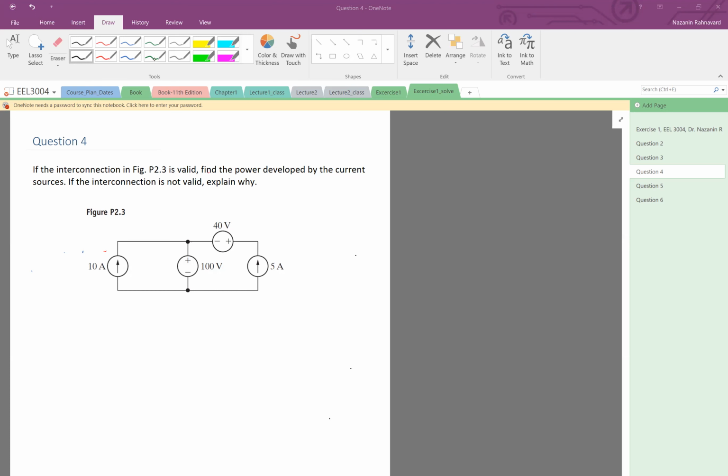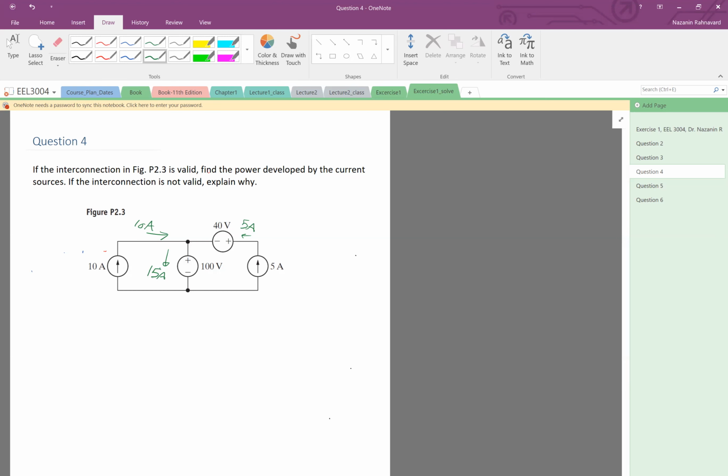So let's see. We have two independent current sources, 10 amp going this way, and 5 amp going that way. Sorry, 5 amp is going that way. So 10 and 5, therefore, it's going to be 15 amp going this way. So I don't see any contradiction because the voltage source can handle any current, so that's fine.